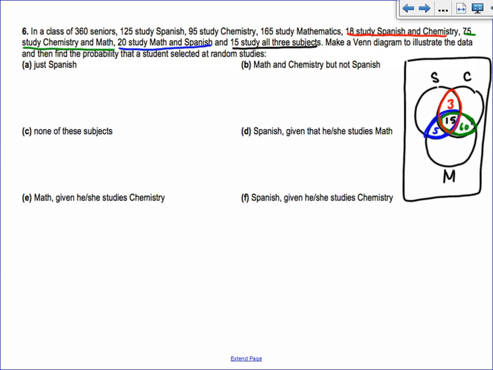So the next one says 165 study math. Well, in math, I have 5, 15, and 60 so far. See how I'm looking at this whole thing right there? So I have 5, 15, and 60. That's going to make 80. So how many more do I need in the math? 85. Do you see it? I need a total of 165. I had 80 already in these 3 pieces right here. So I needed 85 more.